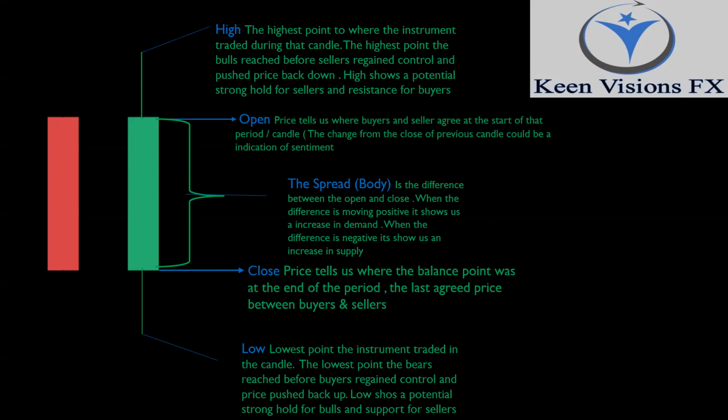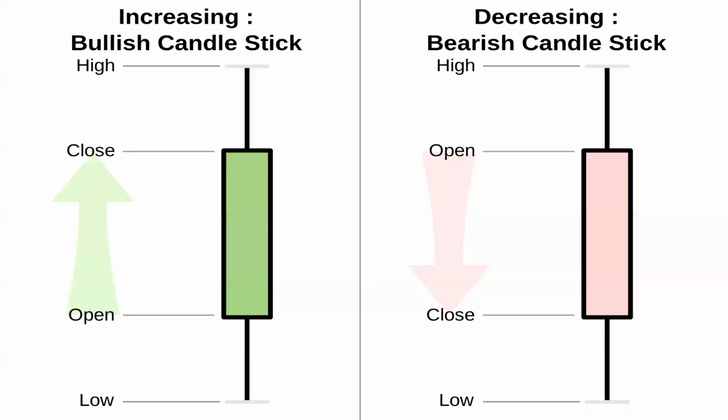Now, in between the two, we're going to have the spread. The spread is the difference between the opening price and the closing price. When the difference is moving in a positive direction, it shows us an increase, aka demand. When the difference is negative, it shows us a decrease, aka supply, or an increase in the actual supply.